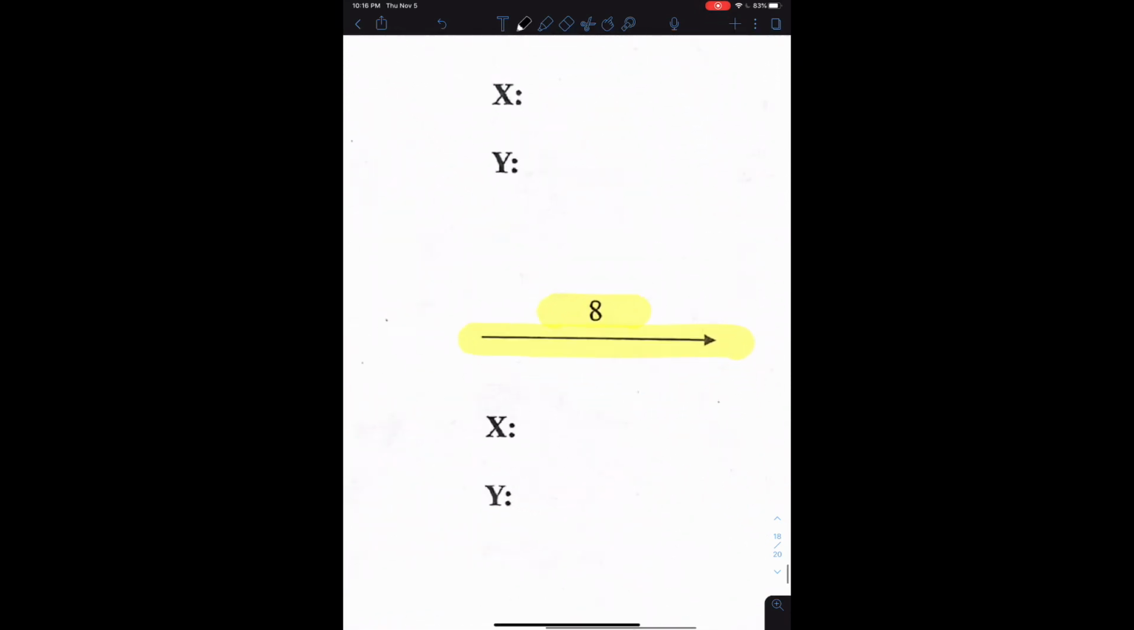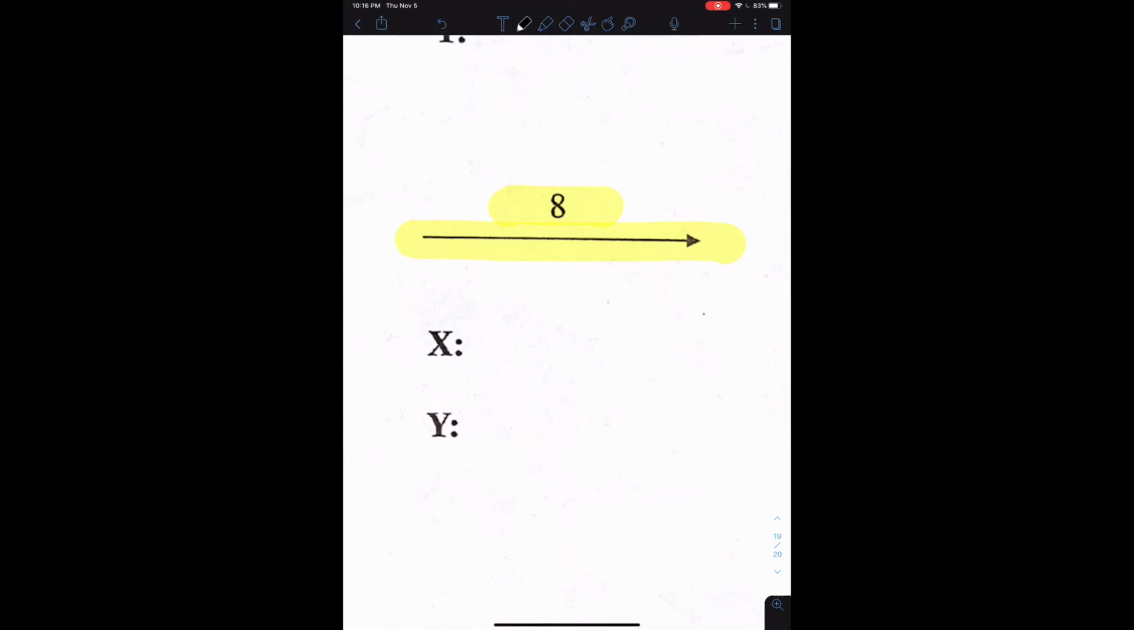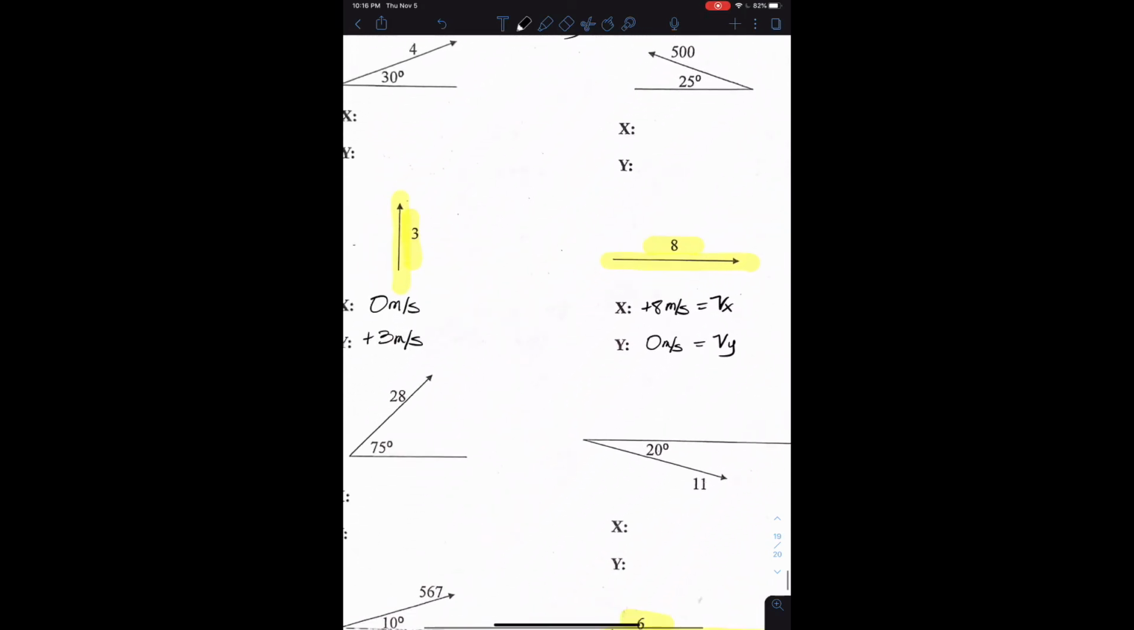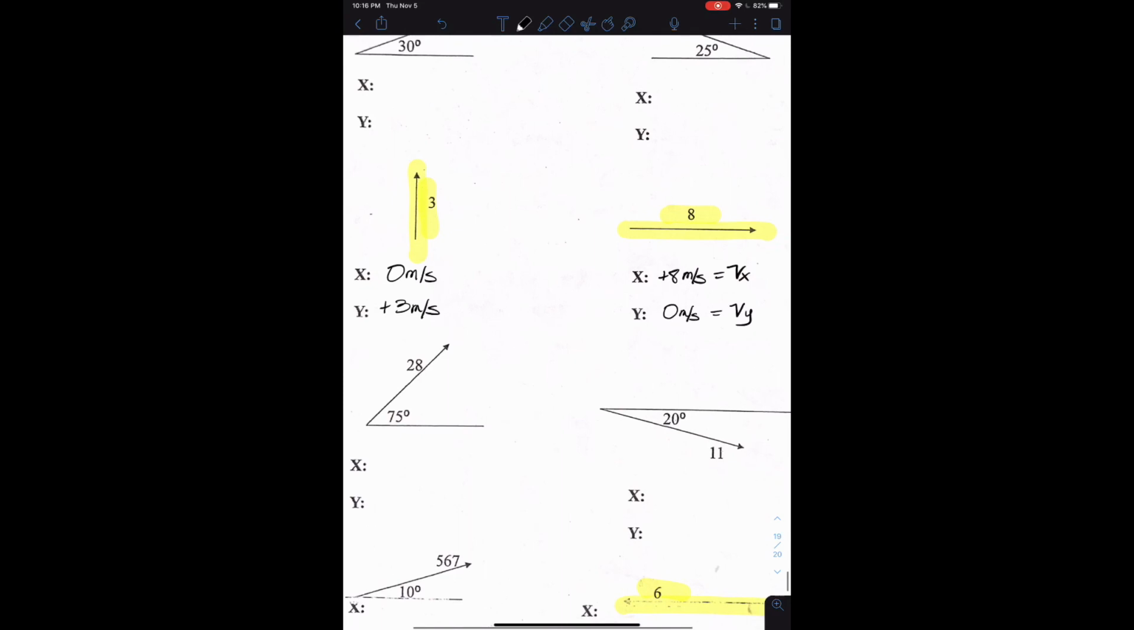Let's look at the next one right here. In this one, we're going to have an x value of positive 8 for Vx. And Vy is going to be what here? 0, right? I like writing Vx and Vy with those subscripts better than just writing x and y. So that's how I want you to do it, like this.